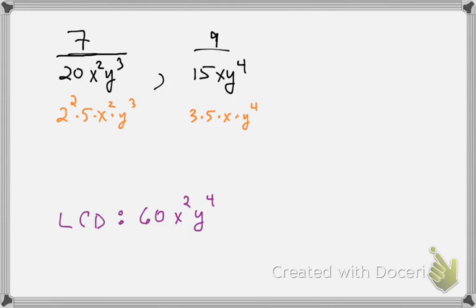So what do you take from this? You need a 2 squared. You need a 3. You need a 5, right? Do I need 2 5s or just one? Just one, right? I only have 1 5 here, so 1 5 is enough. Don't get greedy. Just take what you need. Okay. What about x's? How many do I need?